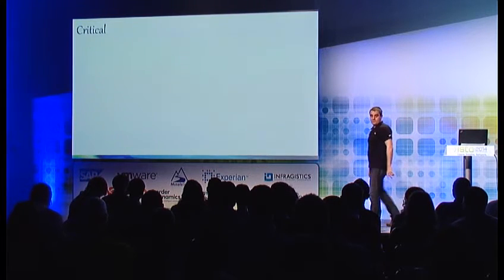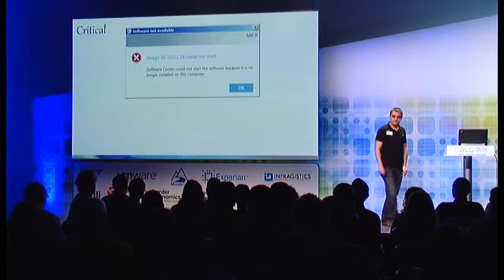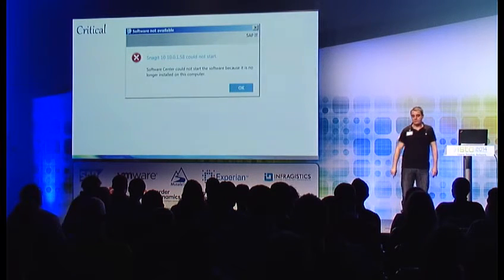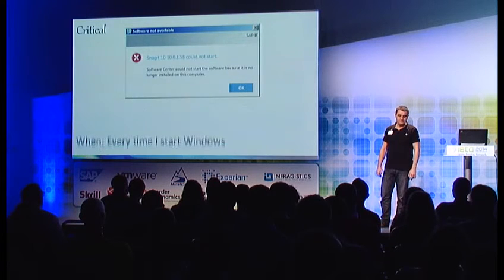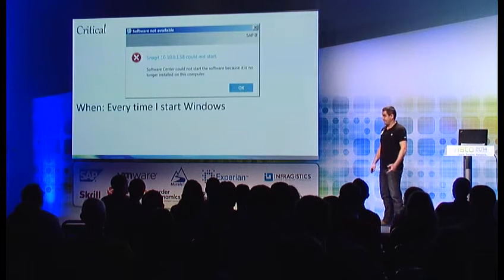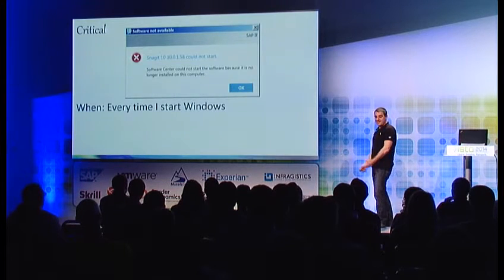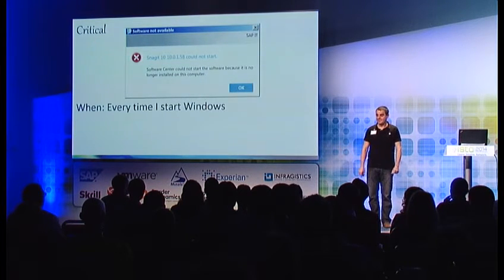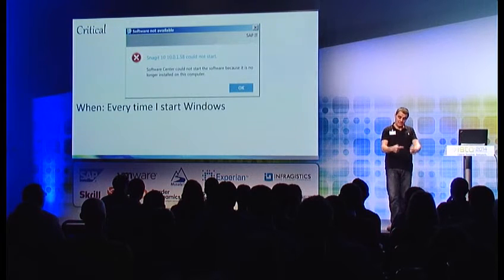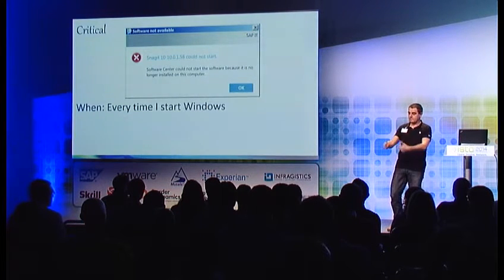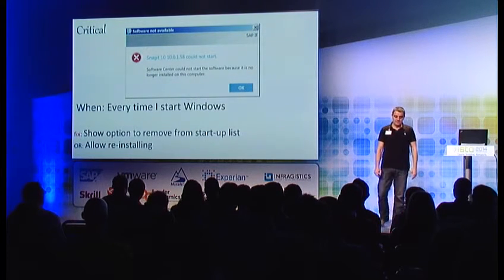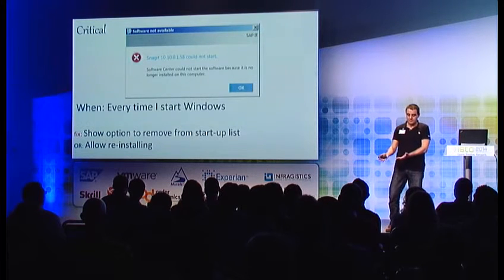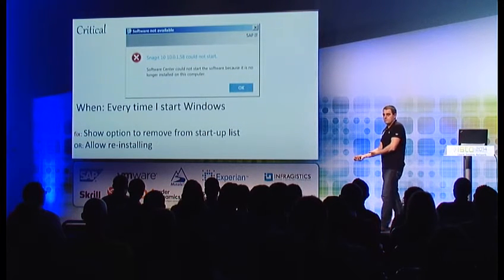There are also critical messages. Here's an example. Snagit 10 whatever could not start. Okay, guess when this appears? When you start Windows, every time. And again, what can I do here? And this adds some lag every time to my Windows starting time, which is not instantaneous anyway. So what's the fix? Well, give me an option to remove that from the startup list, or allow me to reinstall it, something.